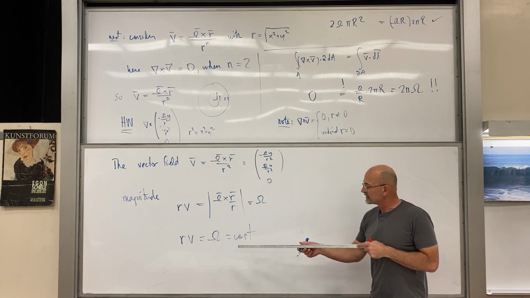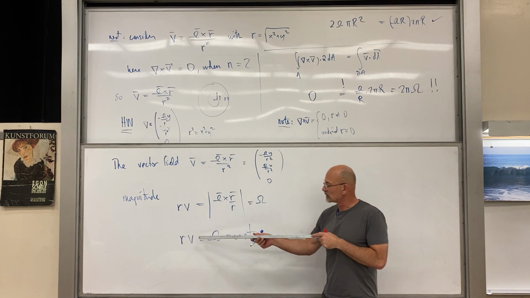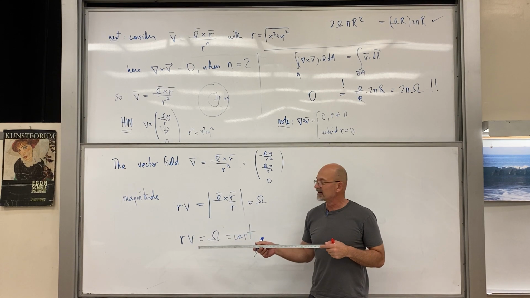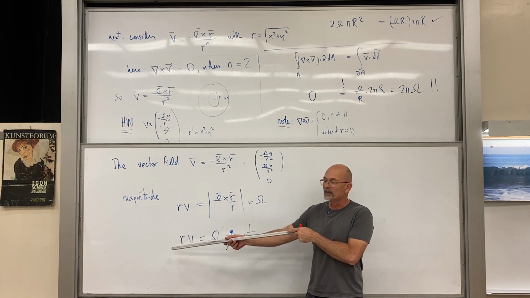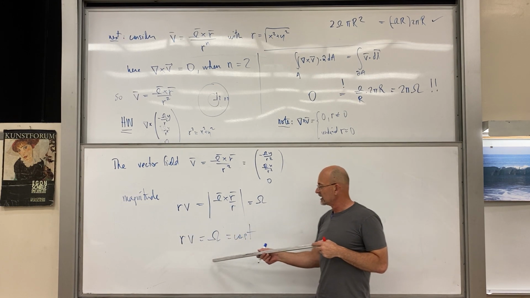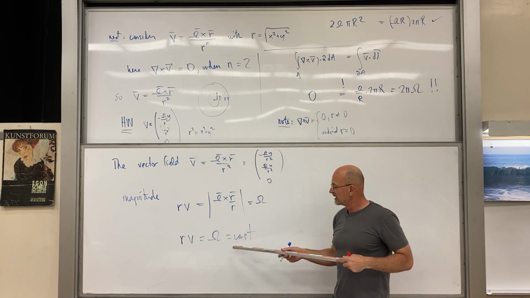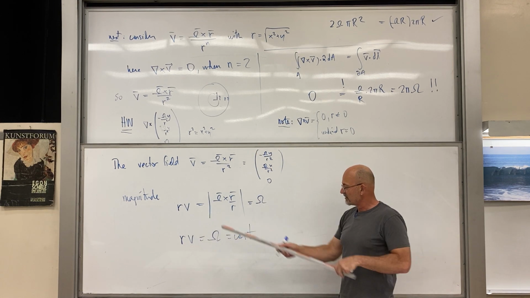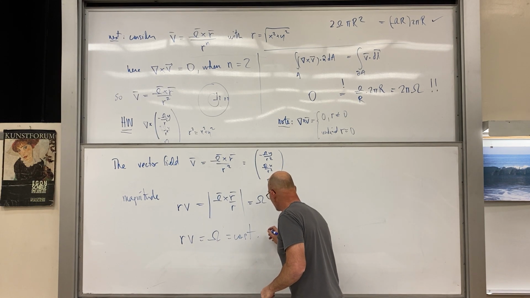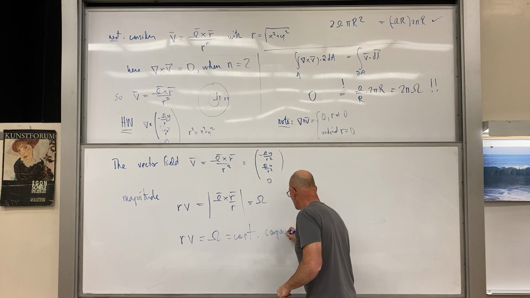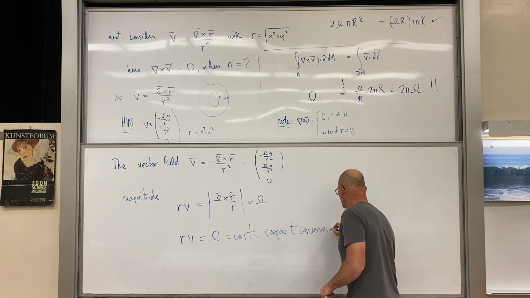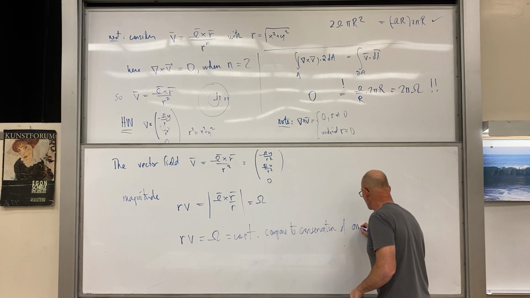What does that remind us of in the context of circular motion? It reminds us of the conservation of angular momentum. You could just put an M in front of here and you'd have angular momentum, or you put a density and you'd have angular momentum per unit volume. Since we're working with constant density, it's fine the way it is. So compare this to conservation of angular momentum.